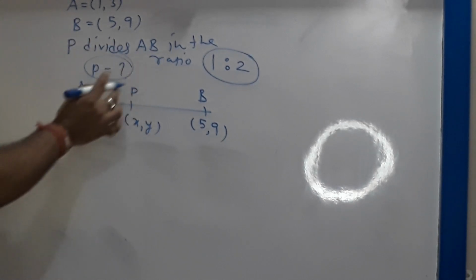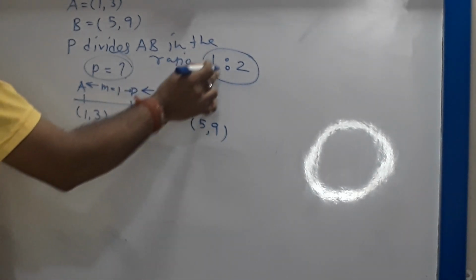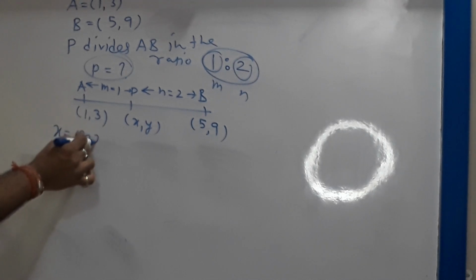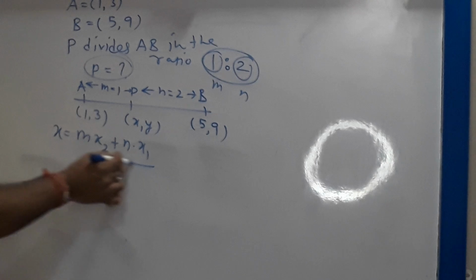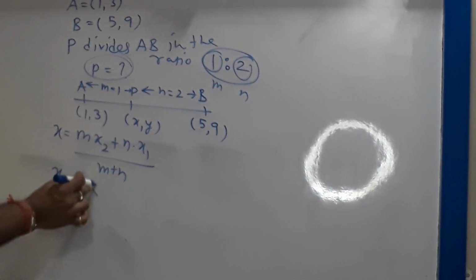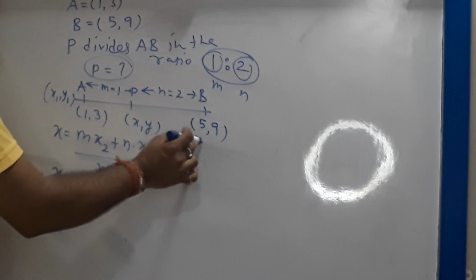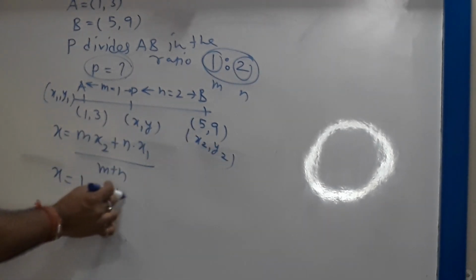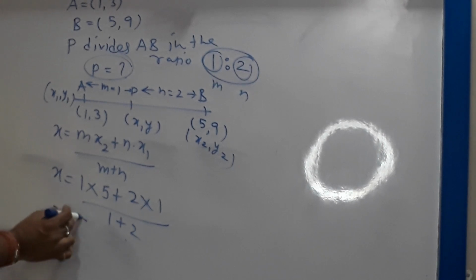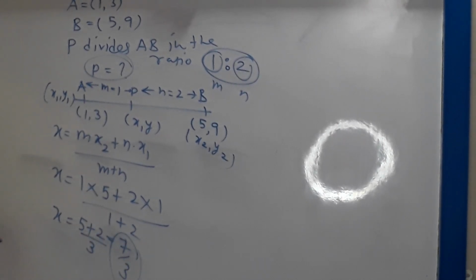So, what is the ratio? P divides AB internally in the ratio m:n, where m is 1 and n is 2. So, we apply the section formula. What is x? m x2 plus n x1 upon m plus n. This is my x1, y1 and this is my x2, y2. So x is 1 into 5 plus 2 into 1 upon 1 plus 2. So, x is 5 plus 2 upon 3. Answer is 7/3. x is 7/3.